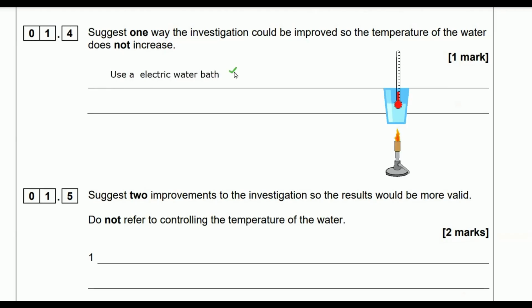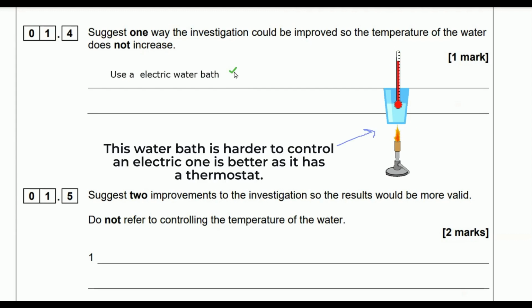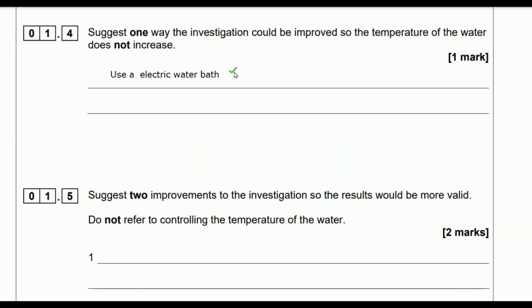But you can make your own water bath using a beaker, water, a thermometer, and a Bunsen burner. But it's a little bit more difficult because you constantly have to have one of your team taking the Bunsen burner on and off to keep the water at the same temperature. So that's a lot more difficult than using an electric water bath.